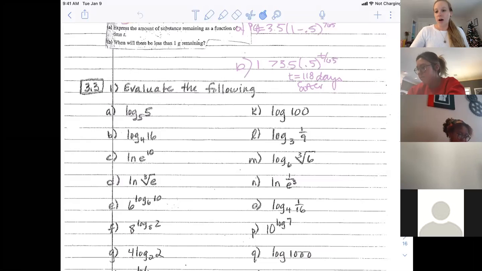So we're just in our 3-3, and we're just going to do kind of as many problems as we can for the next little bit. Again, we've done logs before.